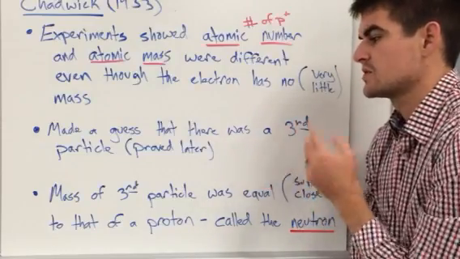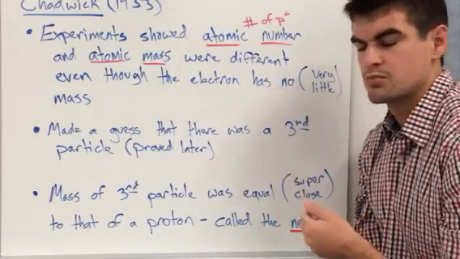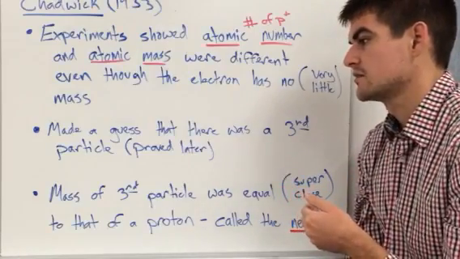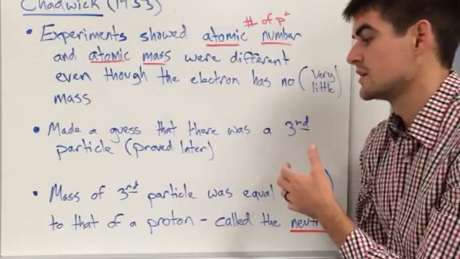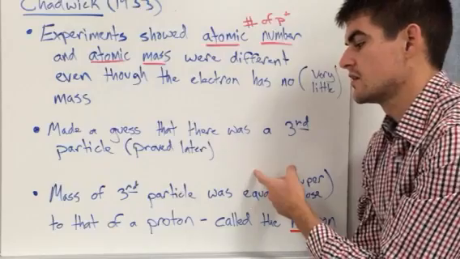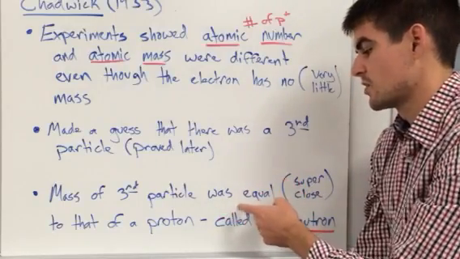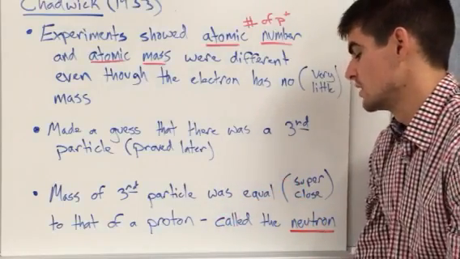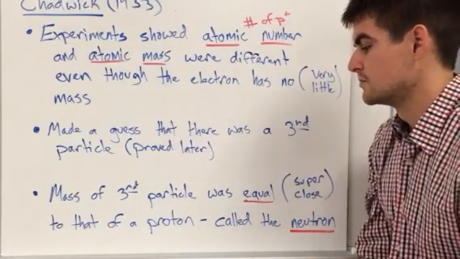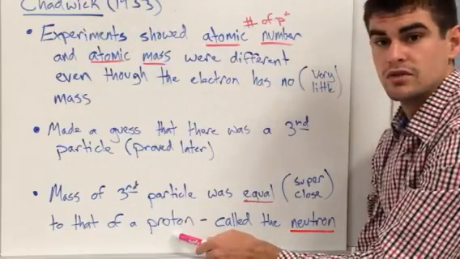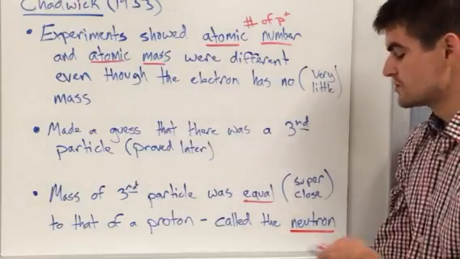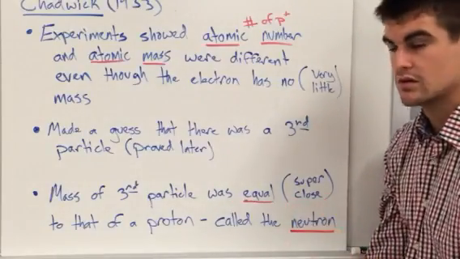He makes the guess that there was this third particle. It was proved later through some experiments that other people did, as well as he replicated. And what he ends up finding is that the mass of this third particle is very close to being equal. We'll actually call it equal for purposes later on to that of a proton. And since it didn't have a charge, he calls this the neutron. So kind of a neutral particle, the neutron.